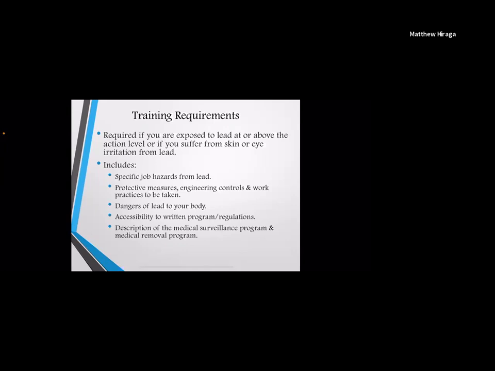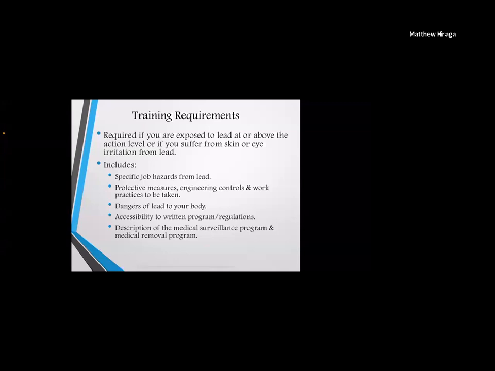The term more people are common with is PEL. That is your permissible exposure limit. How much are you as a worker allowed to be exposed to in an 8-hour day? PEL is based on an 8-hour day, 40 hours a week, or up to 2,000 hours a year. Okay? This includes any specific job hazards from lead, personal protective measures that need to be taken, any engineering controls, and then work practices that are done.